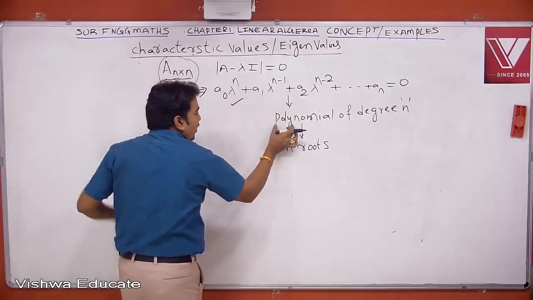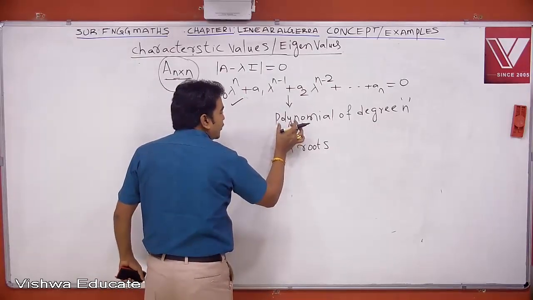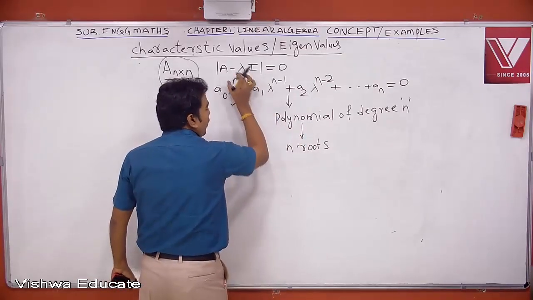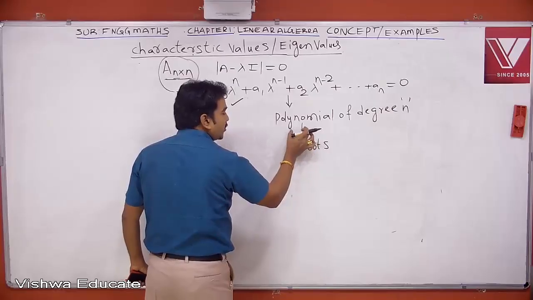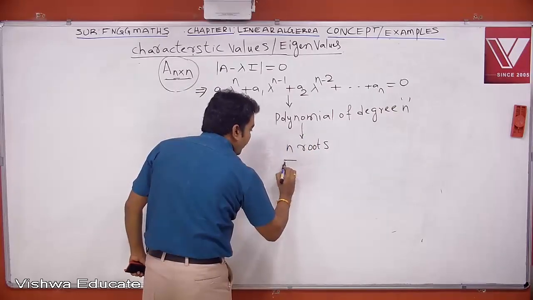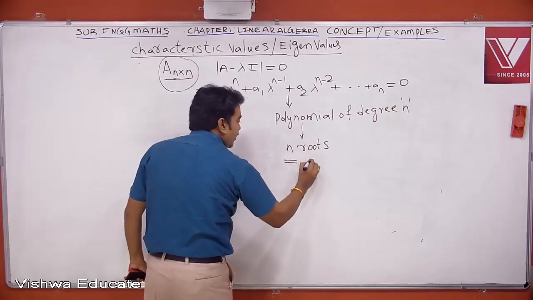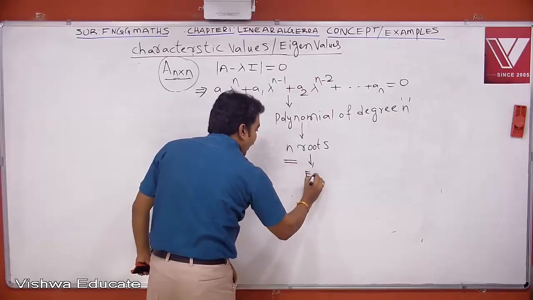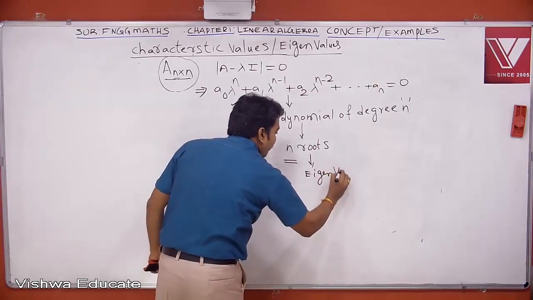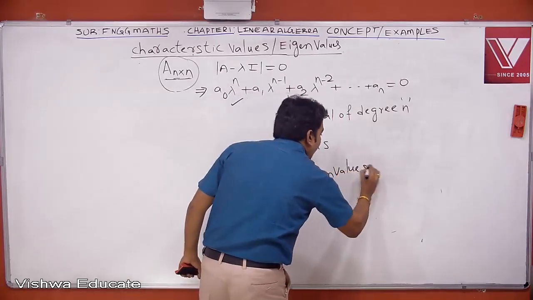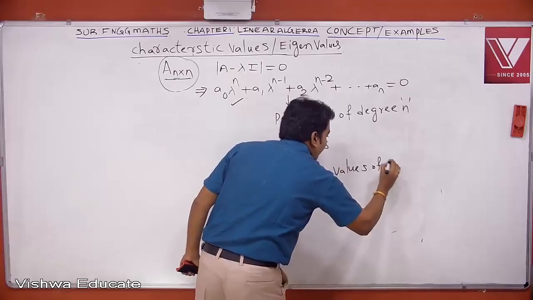What is the advantage of a polynomial? If it is a polynomial of degree n, when you solve this equation to get its roots, the number of roots will be exactly n. And these n roots are nothing but the eigenvalues of the matrix A.